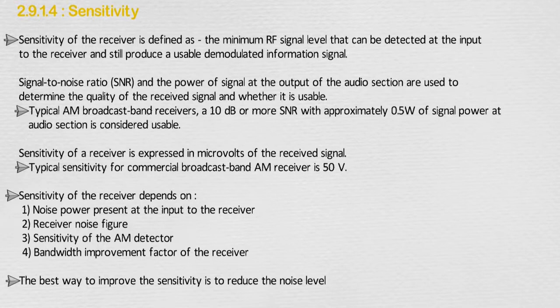Sensitivity of the receiver depends on: 1. Noise power present at the input to the receiver. 2. Receiver noise figure. 3. Sensitivity of the AM detector. 4. Bandwidth improvement factor of the receiver. The best way to improve the sensitivity is to reduce the noise level.